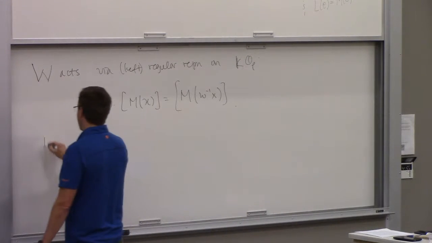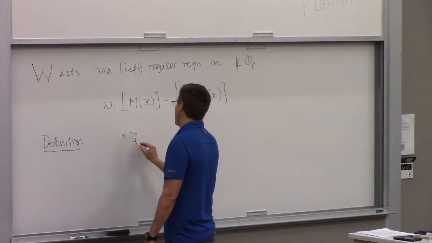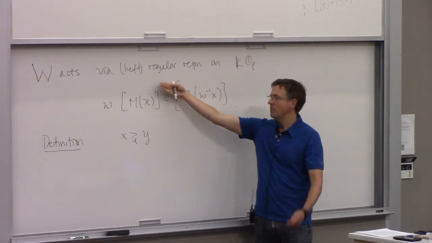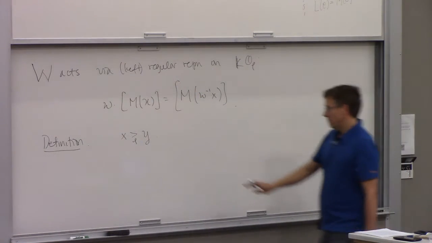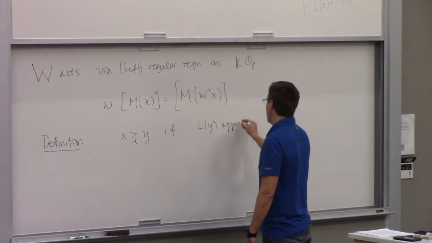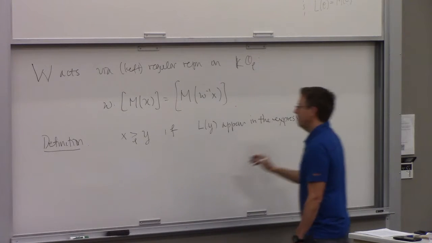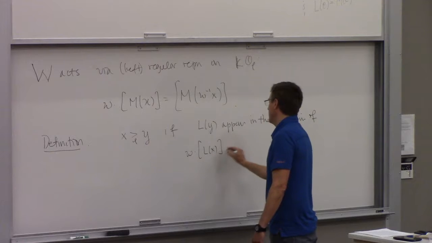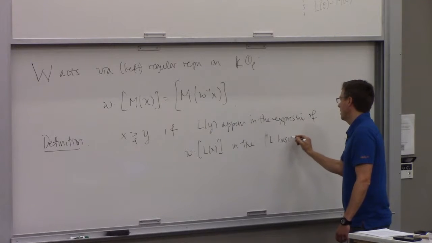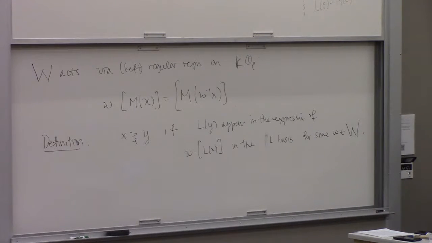well, let me just make a definition and explain what it's designed to do. You say that X is bigger than Y, and I'll put a little L to remind us that this definition depends on the left regular representation, if L of Y appears in the expression of W times L of X in the L basis, for some W. Okay, so just unpack that a little bit.